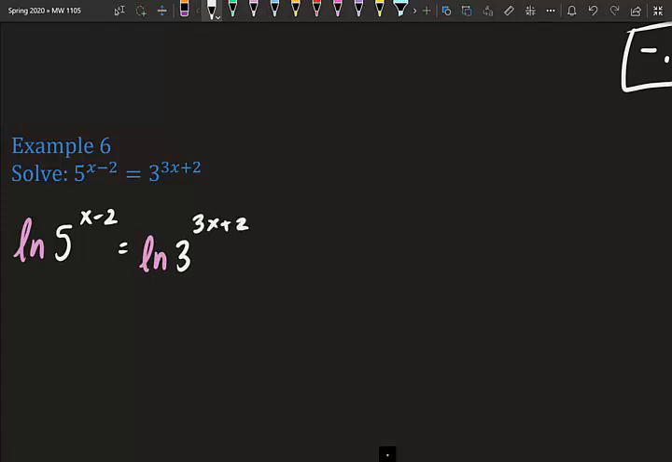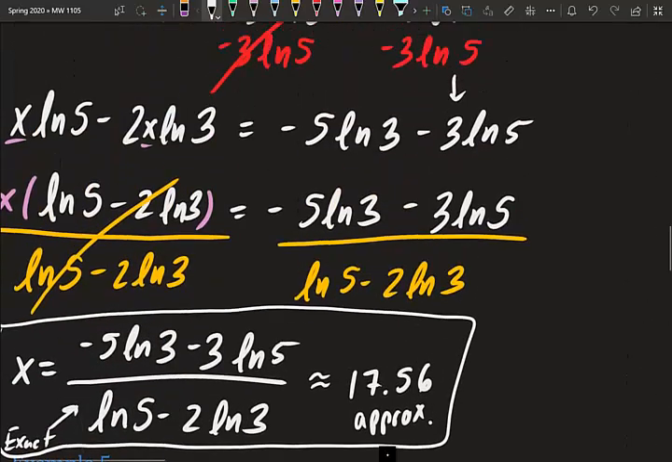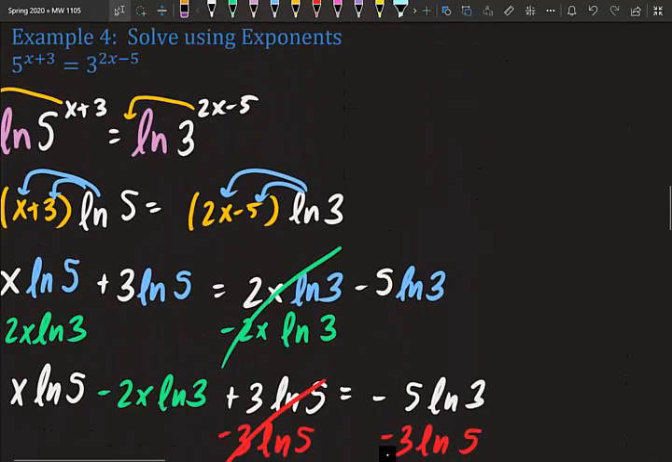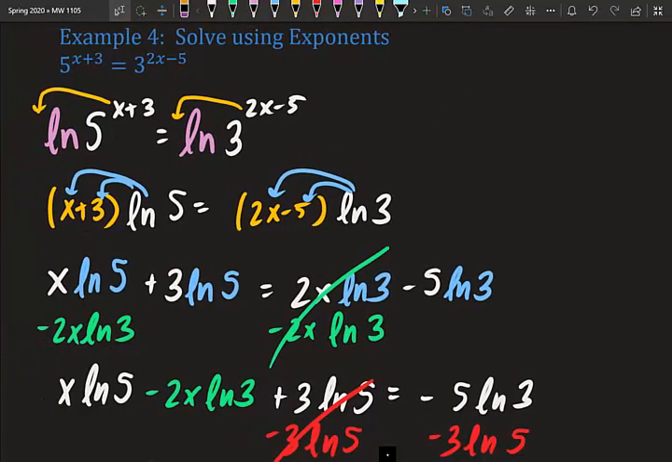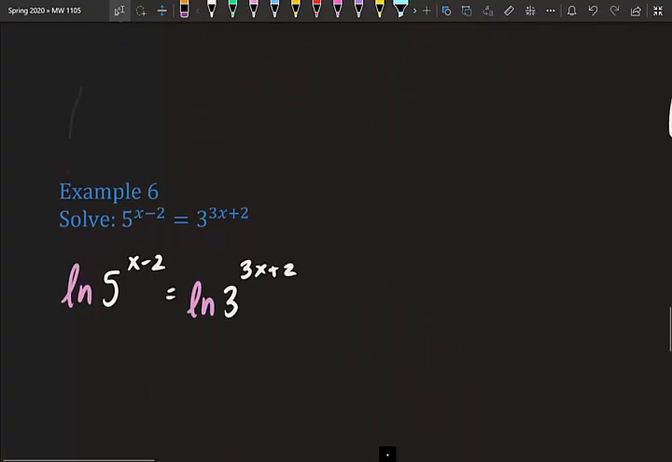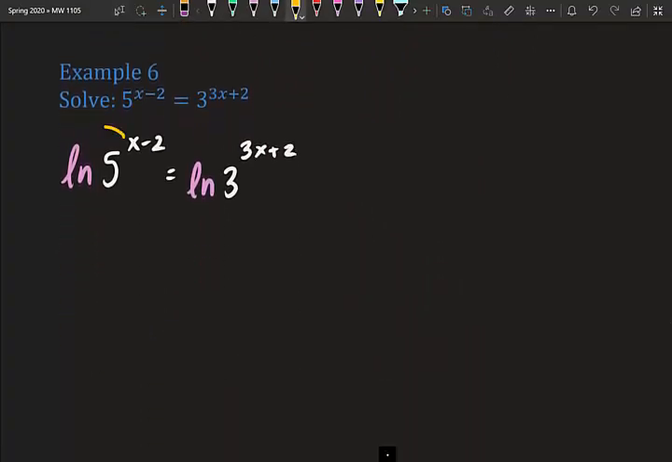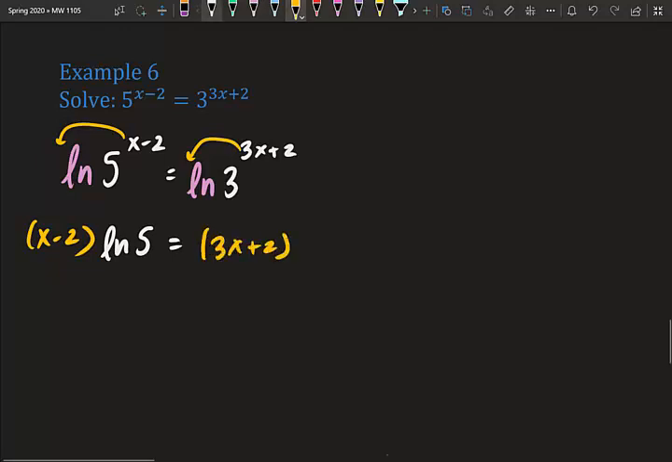Follow the steps exactly, example 4. So example 4, you see how we added the ln in front? The next step was to distribute. Literally every step is the same. Alright, so we're going to move our exponent to the front. So we have x minus 2 ln 5 equals 3x plus 2 ln 3. Just like before, we go ahead and distribute.